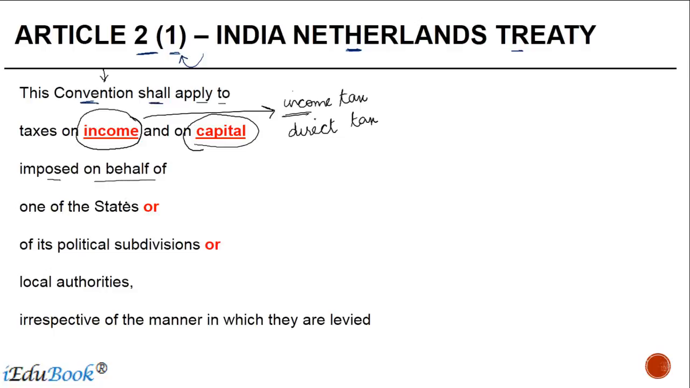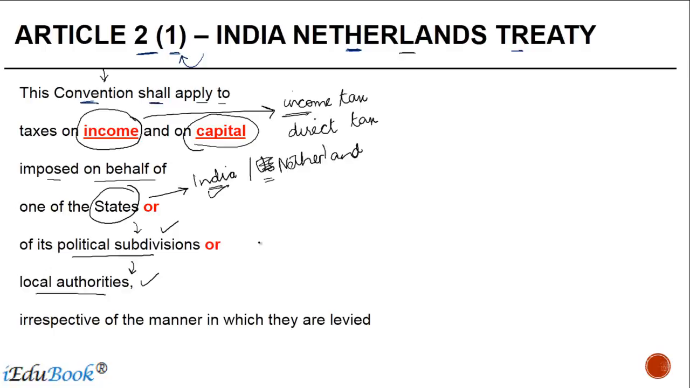Imposed on behalf of one of the states. States here refers to the country. So let's say India or US for that matter, or of its political subdivisions or local authorities. As long as it is tax on an income, as long as it is tax on capital, right? It doesn't matter whether it has been levied at a country level, whether it is levied at a political subdivision level, which could be, let's say, a state, right? Or it is levied by a local authority. Even if it is levied by the country, even if it is levied by a political subdivision, even if it is levied by a local authority, as long as it is tax on income or tax on capital, these are basically covered by Article 2 insofar as India-Netherlands Treaty is concerned. Maybe I could have used the word Netherlands over here. That would have been better, right?